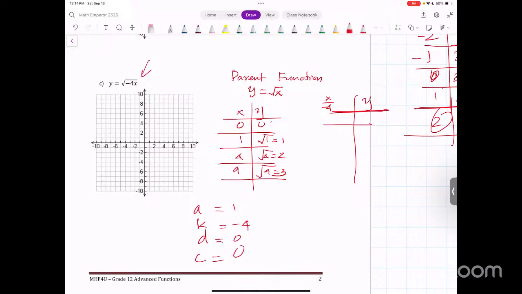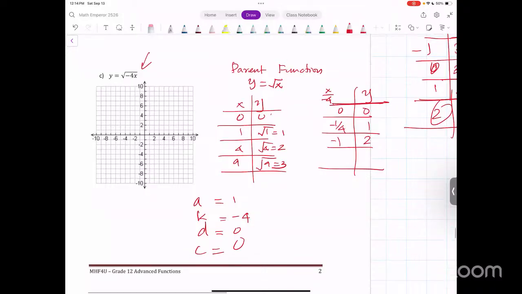So how do we transfer these points? We've got x divided by -4, 0. That is going to be 0. Good news, it's going to be 1 divided by -1, 4. That's going to be 1. 4 divided by -4, -1, 2. And 9 divided by -4, I don't care. So I will write that 9 divided by -4, and then there's 3. So 0, 0.